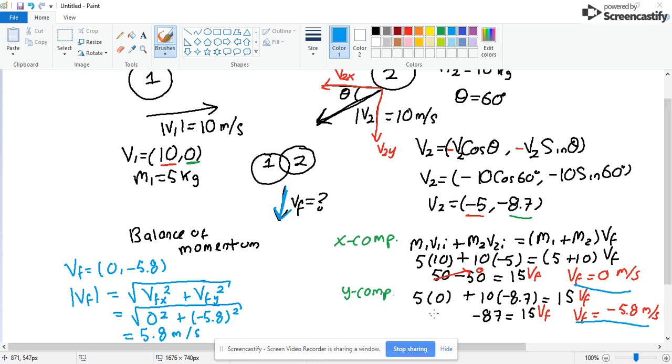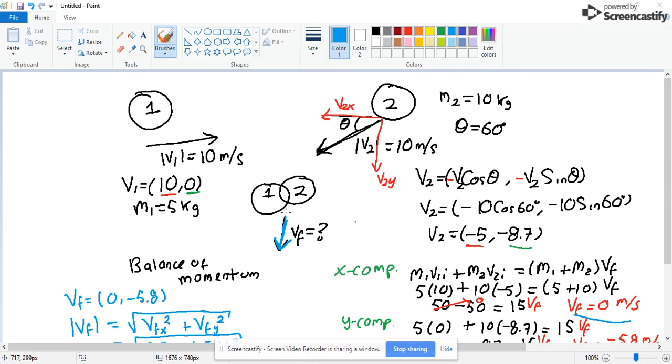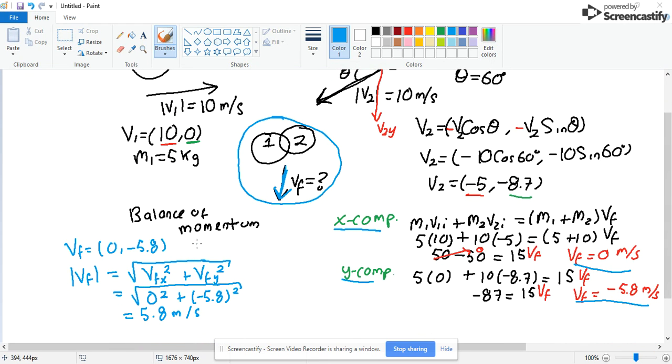Okay, let's review finally before we go. Two rocks come together, here is the collision, and the final velocity is found by doing a balance of momentum twice, once for the x direction and once for the y direction. You find V final in the x and V final in the y, and the Pythagorean theorem gives you the final speed.